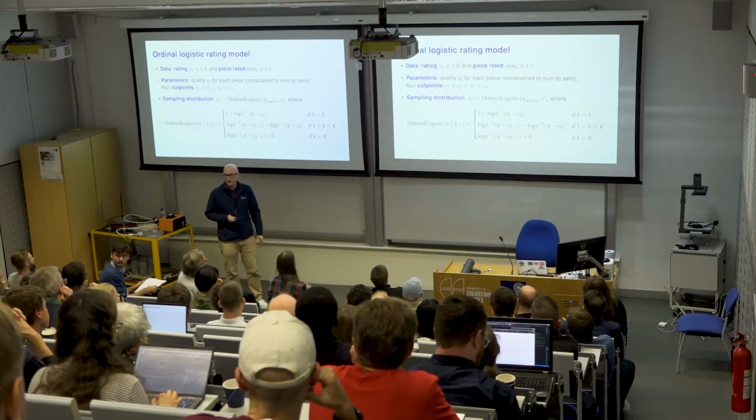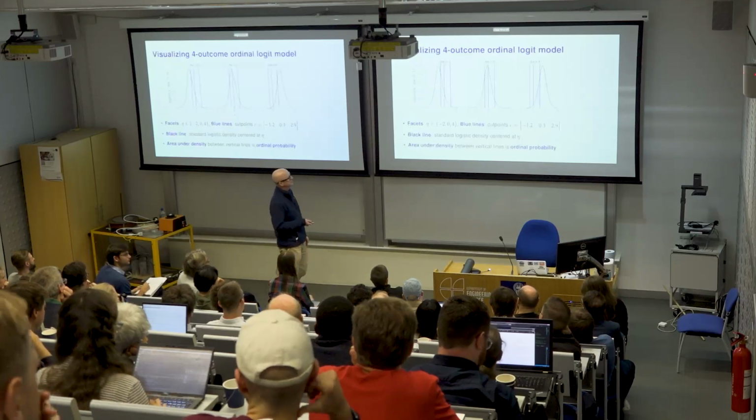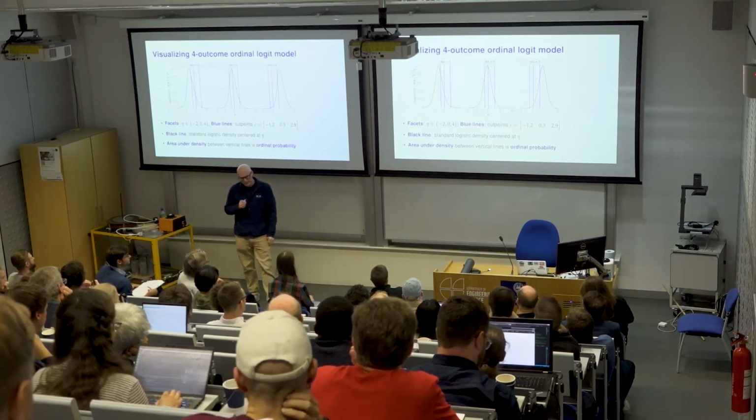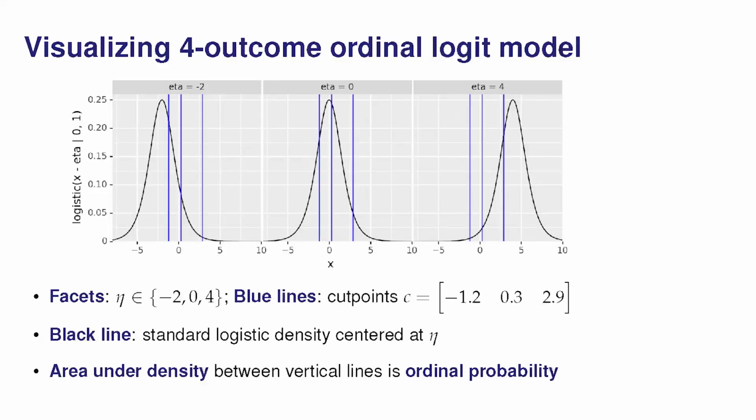Right? The idea is we have quality, and then the probability of them giving it a rating from 1 to 5 is determined by this ordinal logistic. I have a plot here trying to illustrate how the ordinal logistic works. The idea is that the black lines are a standard logistic distribution centered at eta, where we have -2, 0, and 4 in the 3 facets. The blue vertical lines represent the cut points. And then the probabilities that you're going to return 1, 2, 3, or 4. For some reason, I only did this for 4 instead of 5, but it looks the same with 5.